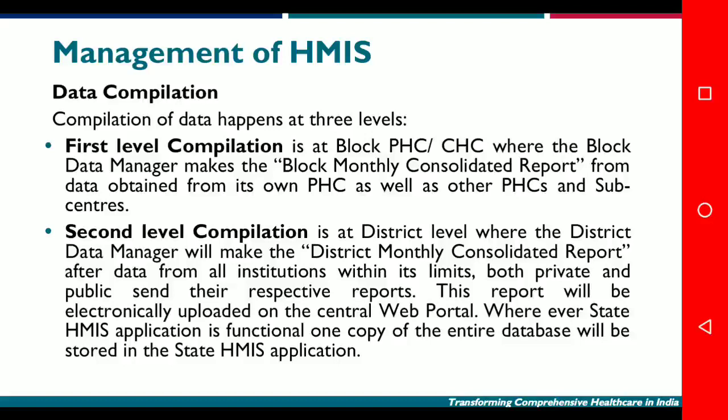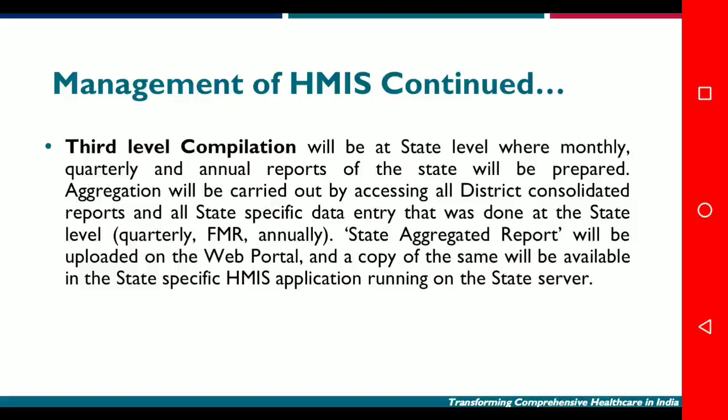Where every state HMIS application is functional, one copy of the entire database will be stored in the state HMIS application. So at the third level, compilation is done at the state level, where the monthly, quarterly, and annual report of the state will be prepared. Aggregation will be carried out by accessing all district consolidations. Every district manager will send the consolidated report he has prepared monthly to the state level manager, and then he will prepare the aggregated report.